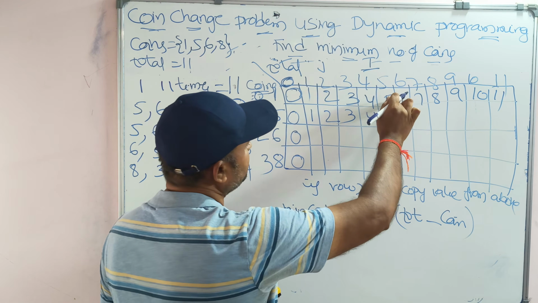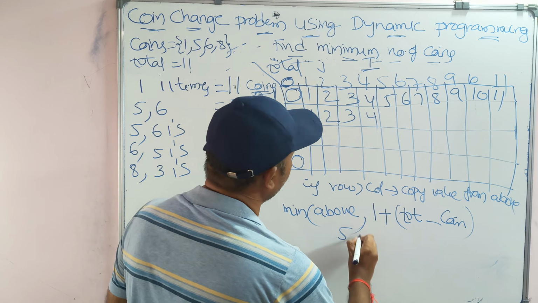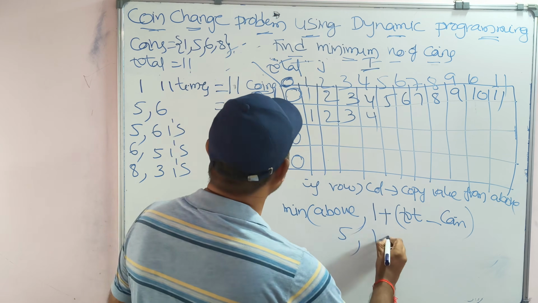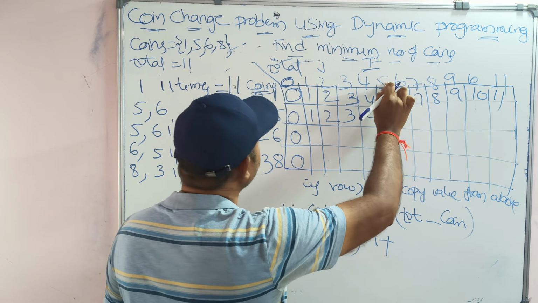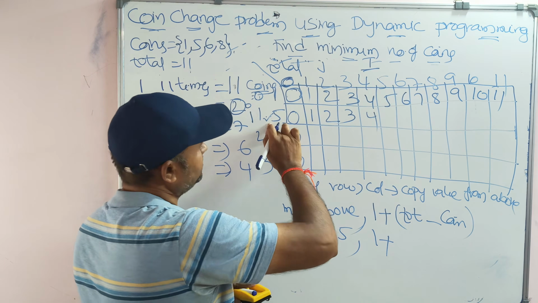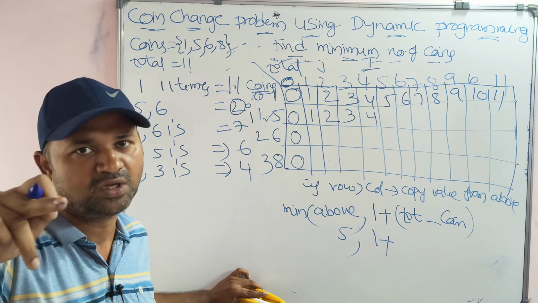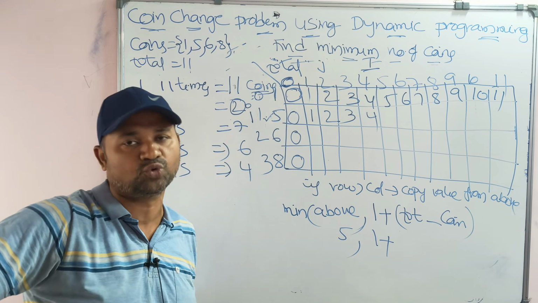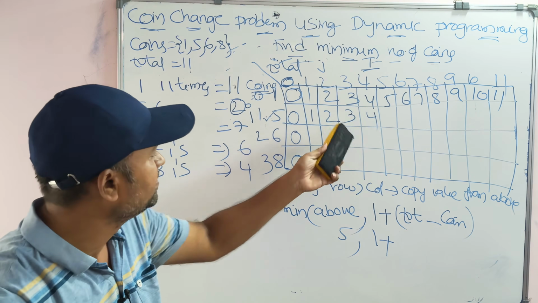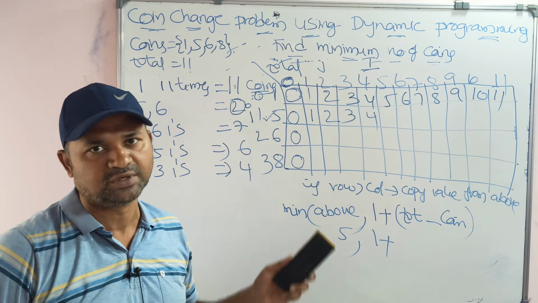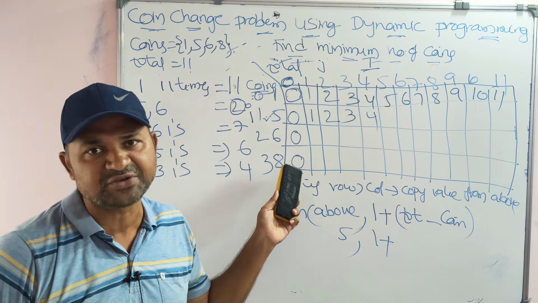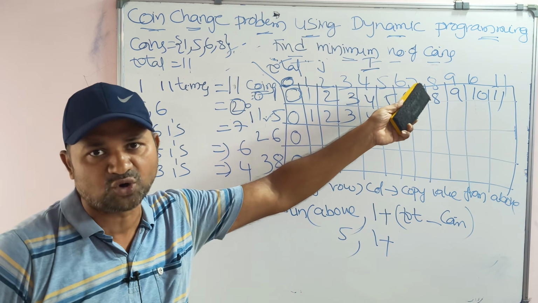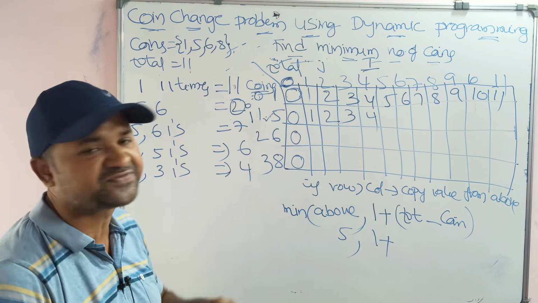So minimum of, here the above value is 5. So 5 comma, 1 plus, here what is the total? 5 is the total. Coin is 5. So 5 minus 5 means 0. So that means the remaining total is 0. Initial total is 5, but 5 minus 5 means 0. Here we are using the 5 coin. So after using the 5 coin, we got the remaining total as 0.